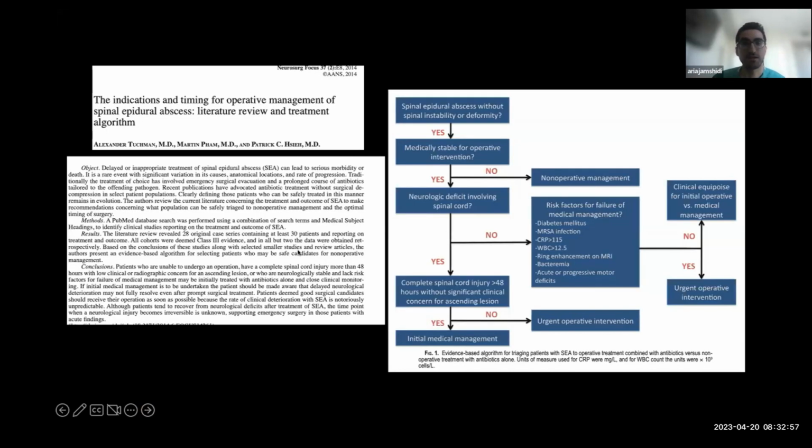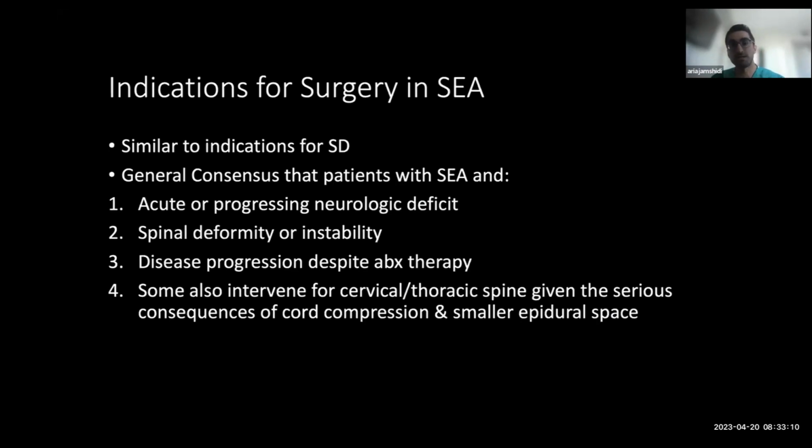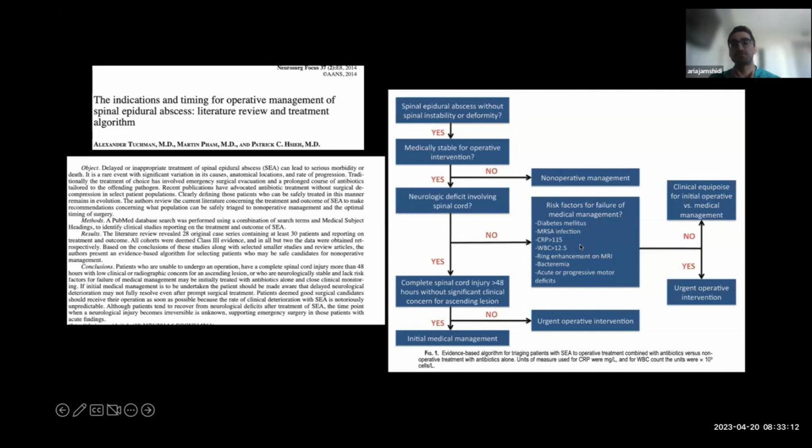This was just a nice review published by a group from the USC neurosurgical department, kind of looking at the indications and timing for operative management of spinal epidural abscess. So in addition to these indications, I think they highlight these other risk factors in terms of pushing you one way or the other. And we've kind of talked about some of these. So like patients with diabetes, MRSA, active or progressive motor deficits, bacteremia, they argued may require urgent operative intervention, especially if they have one of these risk factors.